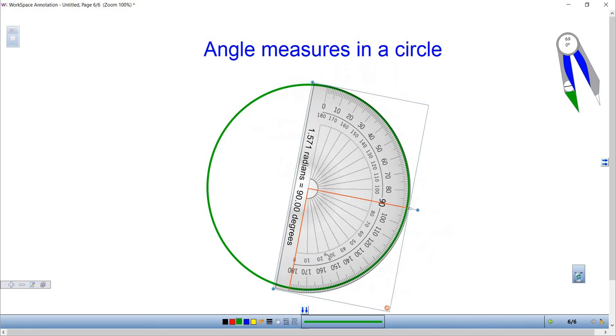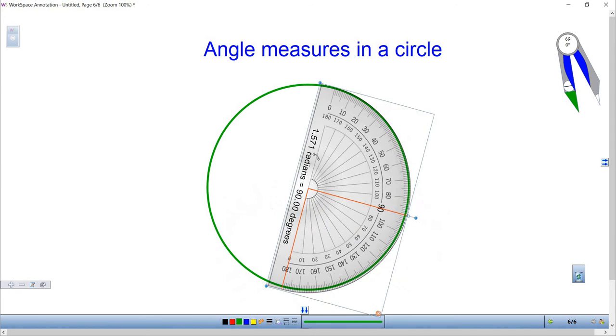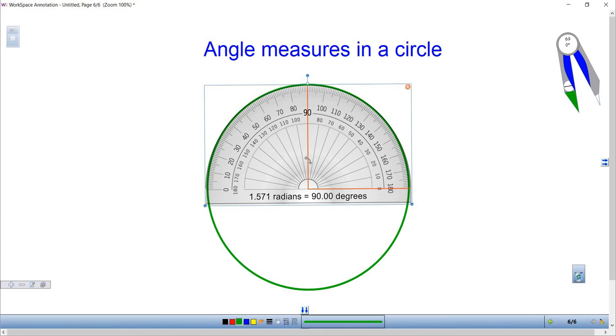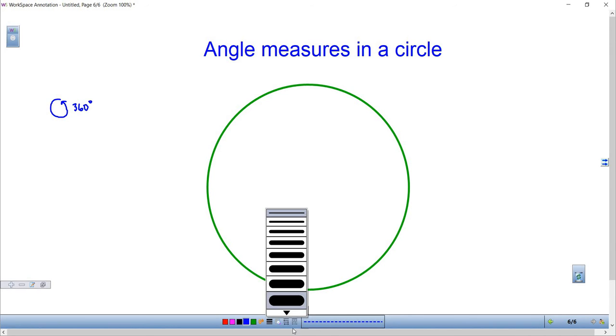So if I flip this around, then I can get the other half of the circle, right? And the other half of the circle is also going to be 180 degrees. So all the way around a circle is 180 plus 180, or 360 degrees. So the first thing we need to know is all the way around the circle is 360 degrees. Now, what does that mean? Well, that means if we draw some segments in our circle, we can divide it and say what the different angle measures are.